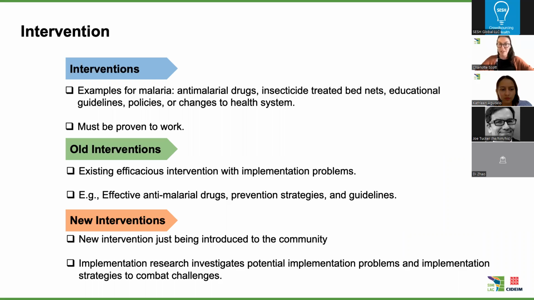For example, with malaria, there are, as we know, a variety of effective antimalarial drugs, prevention strategies, and guidelines that have existed for several years. But despite their availability, these implementation problems mean that malaria still continues to be a serious public health problem. On the other hand, we have some interventions that are very new and might just be being introduced for the first time within a community. In this case, implementation research both investigates the potential implementation problems that could arise during the provision of this new intervention, but it also tests or carries out implementation strategies to combat these identified challenges.